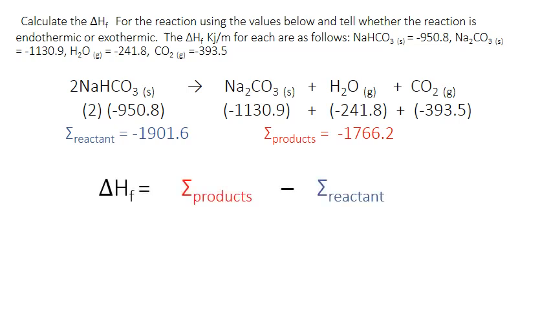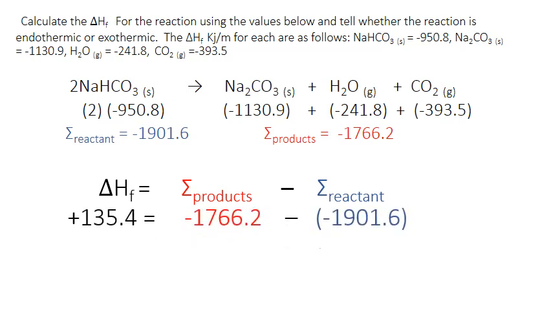To do that, we're going to take the summation of the products that we got, and then we're going to subtract the summation of the reactant. So when we do that, we're going to put our negative 1766.2, subtract from that a negative 1901.6, and when we do that, we get a positive 135.4. That is our delta H of formation.